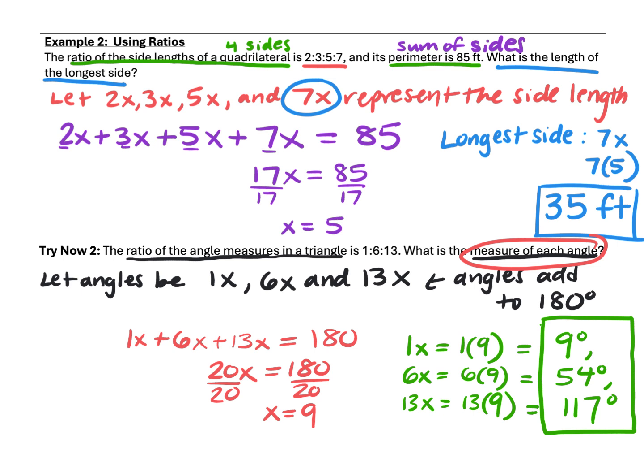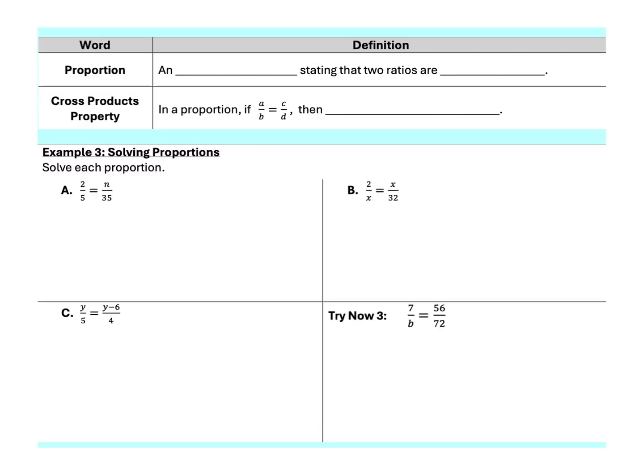Next, we're going to move on to solving proportions. So we just talked about ratios and how to simplify and use ratios. Next, we're going to move into proportions. A proportion is just an equation that states that 2 ratios are equal. So a proportion is going to be in the form A over B equals C over D.